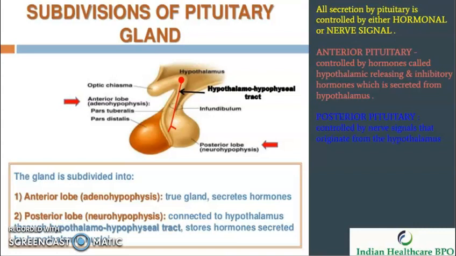neurohypophysis and is connected to the hypothalamus through the hypothalamo-hypophyseal tract; it stores hormones secreted by the hypothalamic nucleus. Also, all secretion of the pituitary is controlled by either hormonal or nerve signals. The anterior pituitary is controlled by hypothalamic releasing or inhibiting hormones, which are secreted from the hypothalamus. The posterior pituitary is controlled by nerve signals that originate from the hypothalamus.